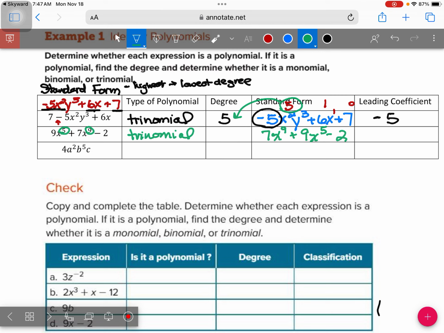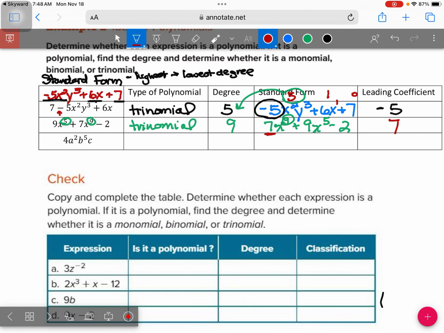So what is the degree of this polynomial? Is it 9? Is it 5? Is it 0? Or is it 14? It is 9, yes. It's the largest one of all of the terms. Your leading coefficient, right here, the one that is in the lead after you've put it in standard form, is your first number, so that's 7.